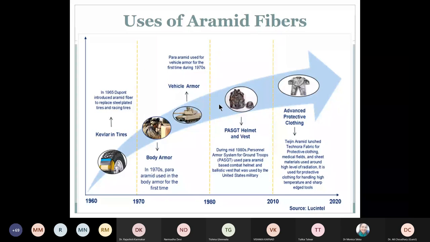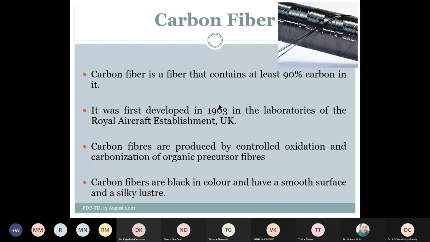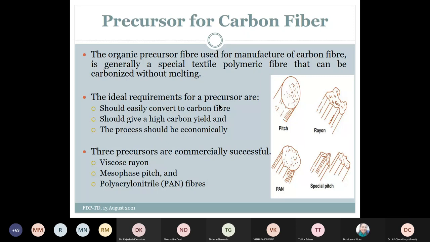Carbon fibers, 90% carbon. This is used for controlled oxidation and carbonization of organic precursor fibers, having a smooth surface and silky lustre. This is the precursor of the carbon fibers. Initially we need these materials. As a precursor, they use viscose rayon, mesophase pitch, and also polyacrylonitrile (PAN) fibers.